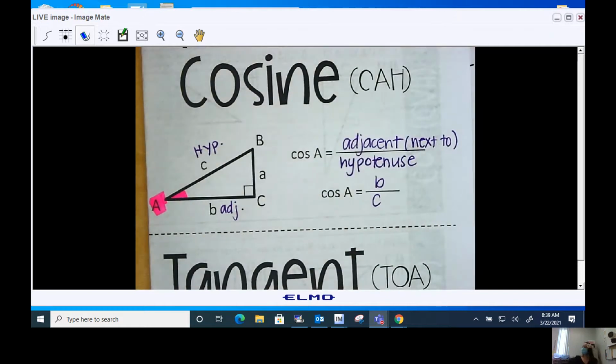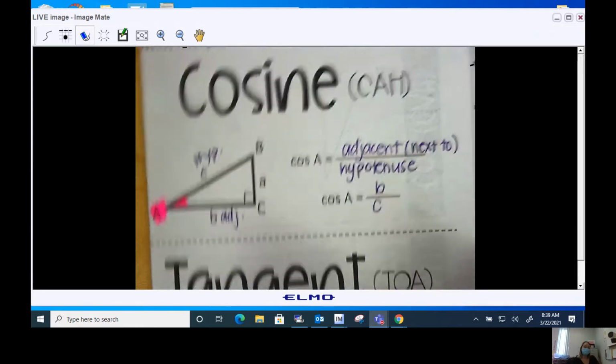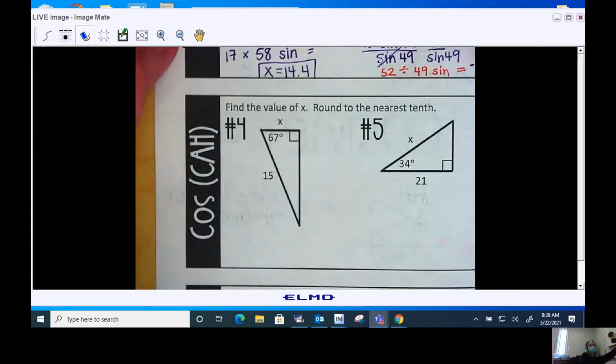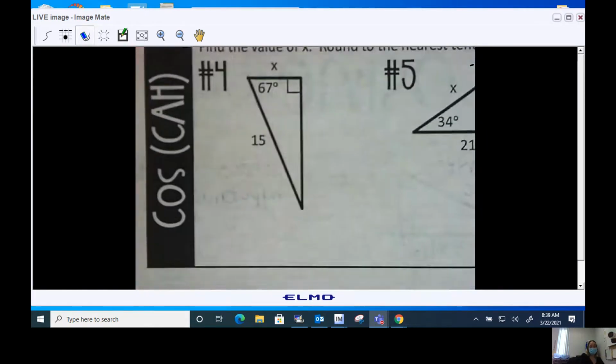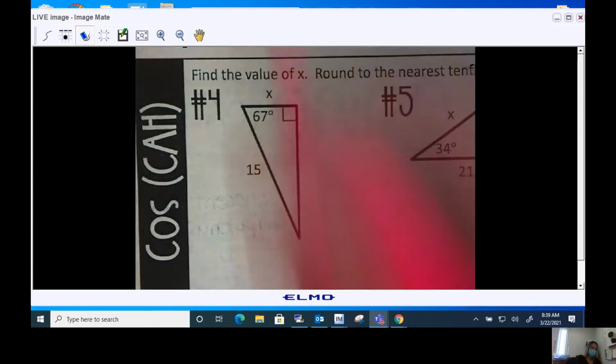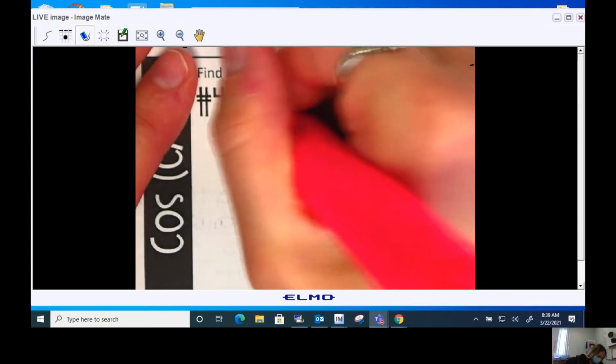And again, it's just like before. It's just a fraction that we're going to put into our calculators to figure out which side length is left over. All right, so let's open it up. Let's try cosine now. All right. So number 4. I'm sorry, it's like not that big today. Okay, which one of those is your reference angle? 67. It's the only angle given to you.